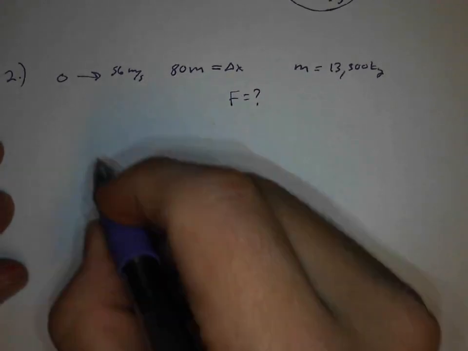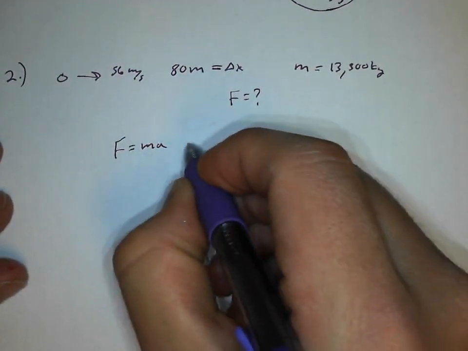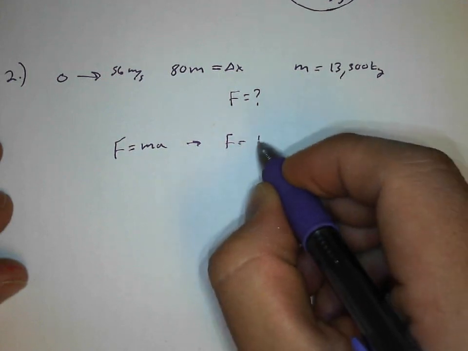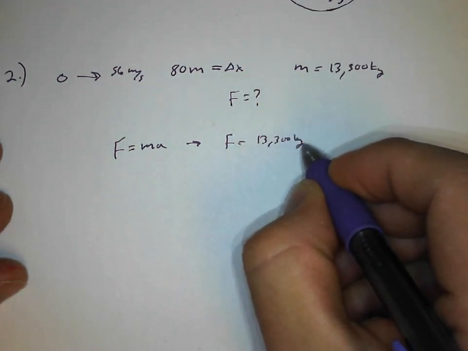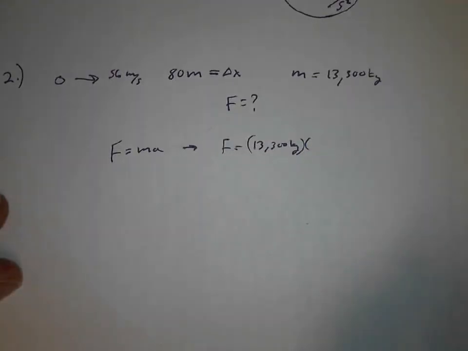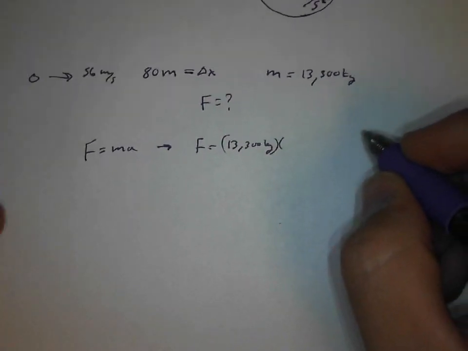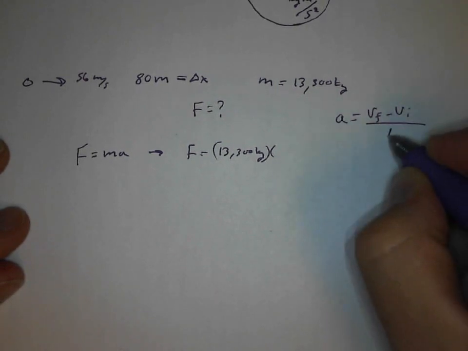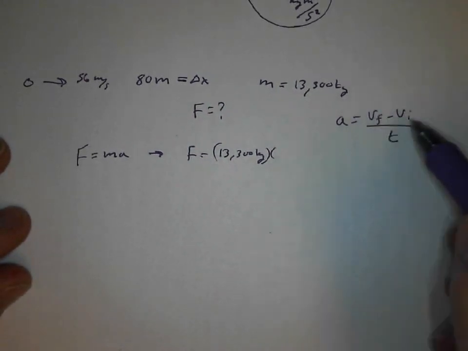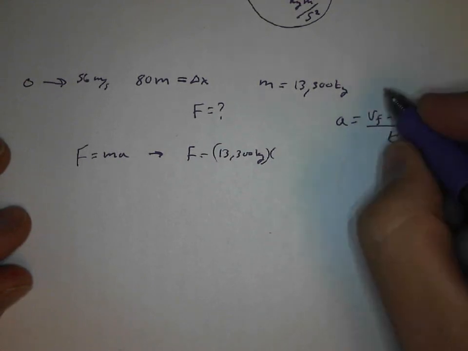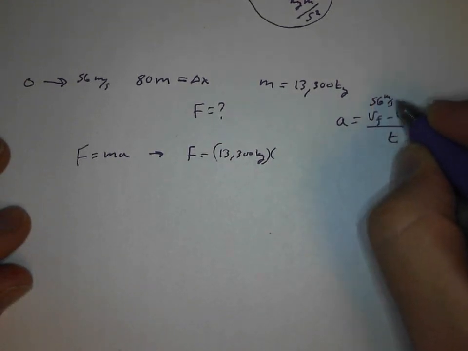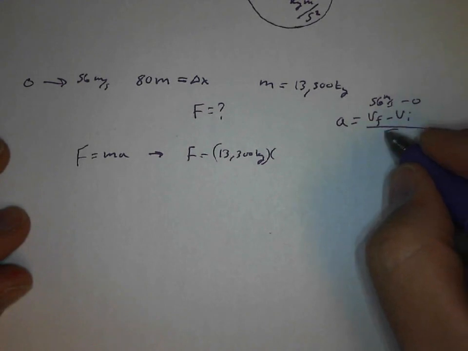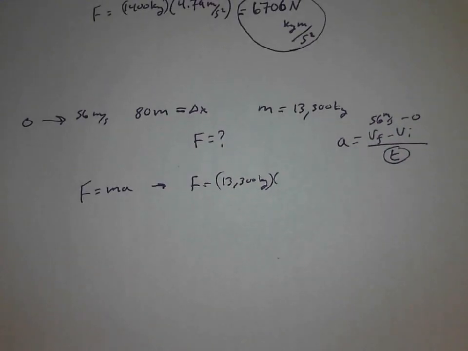Now here, once again, we go, well, F equals ma. That's pretty simple. So we'll just do F is equal to 13,300 kilograms times a. And then I want to find my a, and so naturally, right off the bat, we'll probably write out this equation, right? And then we start dropping in our values, and we go 56 meters per second minus 0, and then we realize I don't have time. I don't know how long it takes for that to happen. So you have two options here.